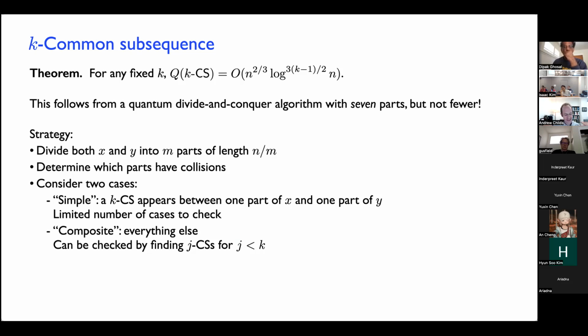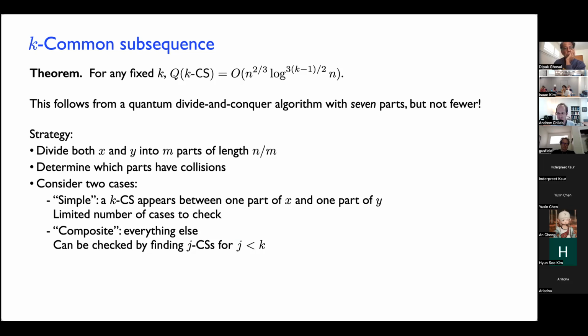So here's the basic high-level strategy. We're going to divide the strings into m parts of length n over m. Eventually m is going to be 7, but we can do the analysis for general m. And then we're going to figure out what collisions there are, using the element distinctness algorithm, between some character in one of the parts of X and one of the other parts of Y. So we figure out something about where there are collisions between these strings at the level of these entire parts, of length n/7.